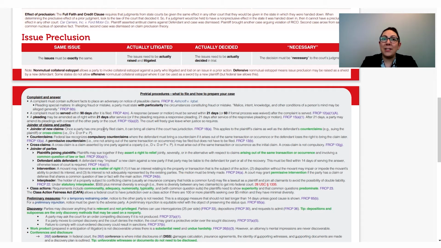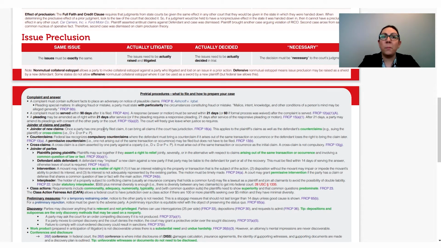Once they've been served, the defendant has 21 days to respond to the complaint or to file their answer. If the defendant waives formal service, they get a little bit more time. They get 60 days to file an answer instead. Very importantly, a pleading can be amended without the court's consent. If a party realizes that there was a mistake or they need to make a change to that pleading, they're allowed to file an amended pleading within 21 days after serving that pleading.